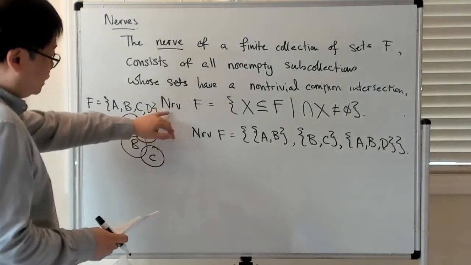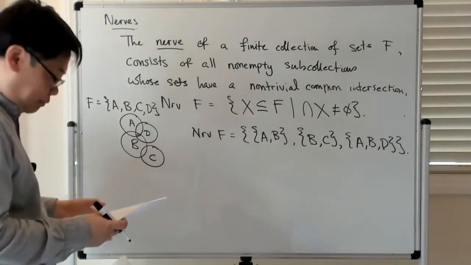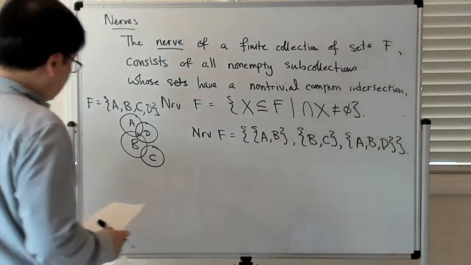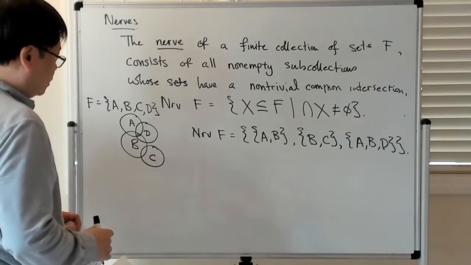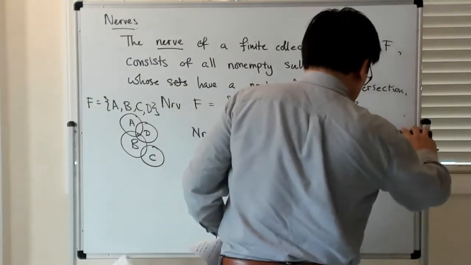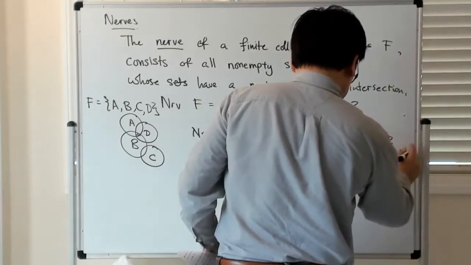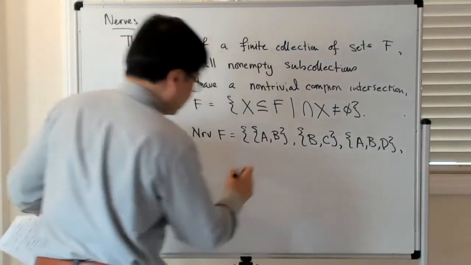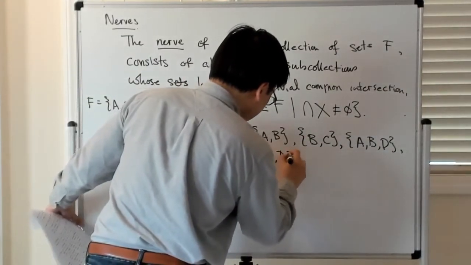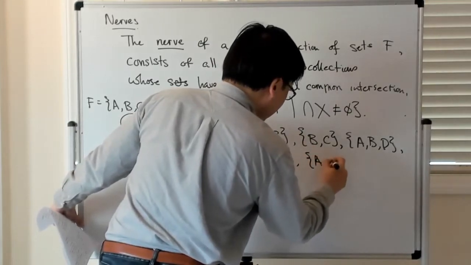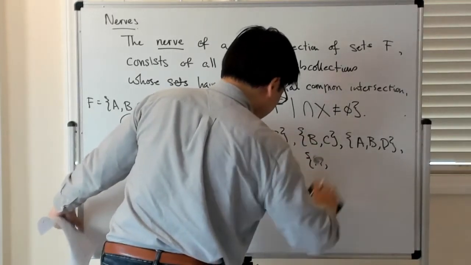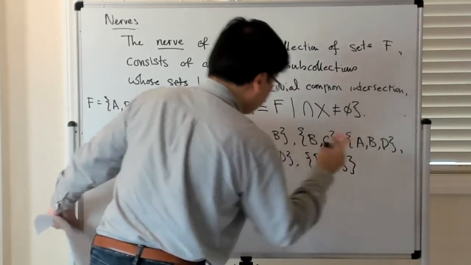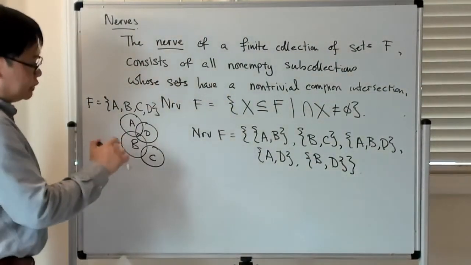So the point in any case is that this nerve is always an abstract simplicial complex, in the sense that it has the appropriate closedness properties. Actually, I'm sorry, there's a missing term, because A and D have a non-trivial intersection, and B and D have a non-trivial intersection. So there's an AD here, and there's a BD here. I apologize about that.